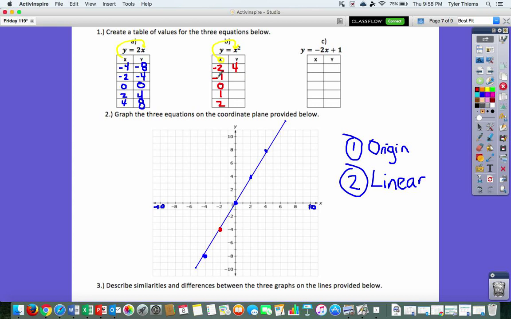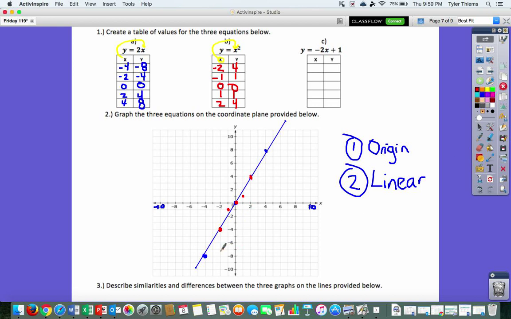Now we have when x is -1, so -1 times -1 gives you 1. And then 0 would be 0. 1 times 1 is 1. And then 2 times 2 would be 4 again. So 2, 4, that point would be here.